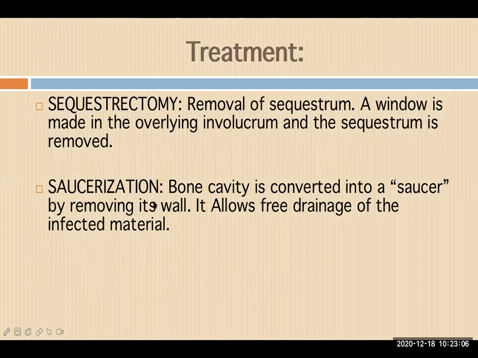Whereas saucerization means the bone cavity is converted into a saucer by removing its wall, and it allows free drainage of the infected material. So we convert that cavity into a bigger cavity, and then we also remove the superficial part of this, meaning the cavity is kept open so that it can nicely drain outside. This is done because this is a chronic type of infection.